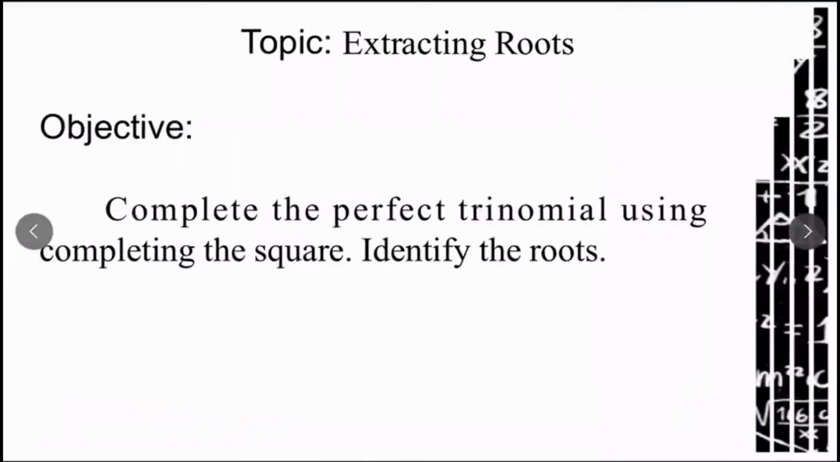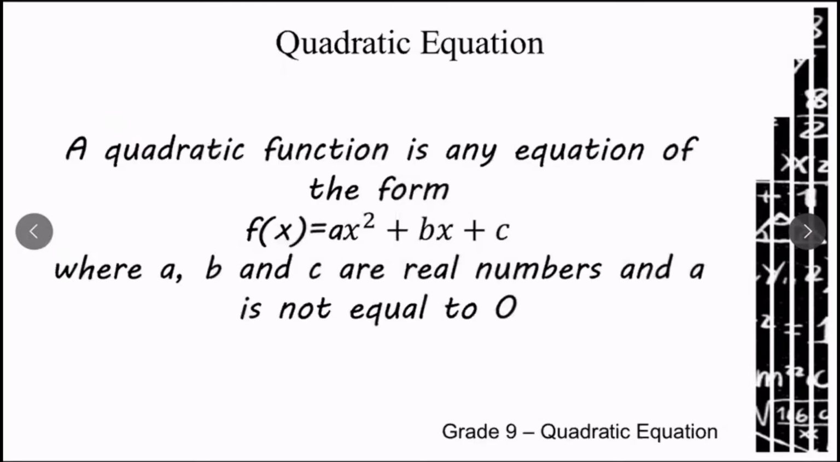For today, we will be talking about extracting roots. And our objective is to complete the perfect trinomial using completing the square and identify the roots. A quadratic function is any equation of the form f of x is equivalent to ax squared plus bx plus c, where a, b, and c are real numbers and a is not equal to 0.